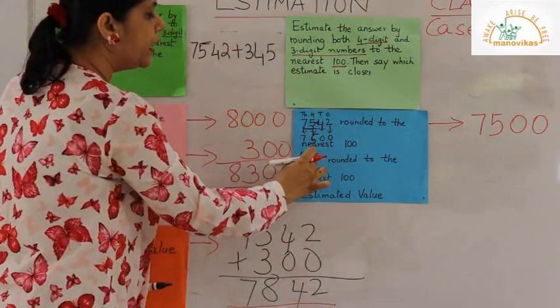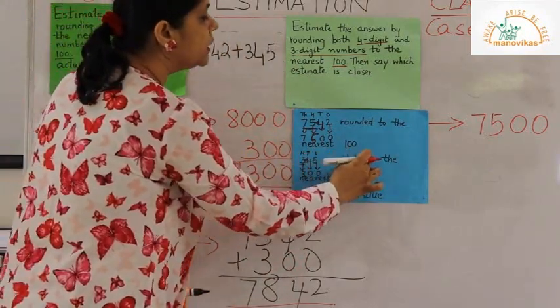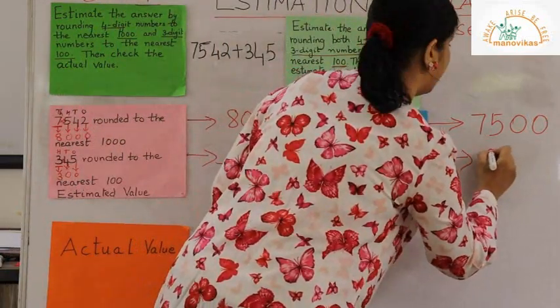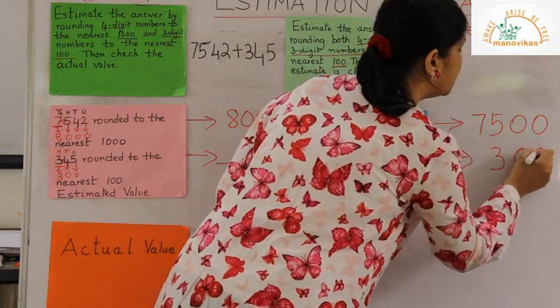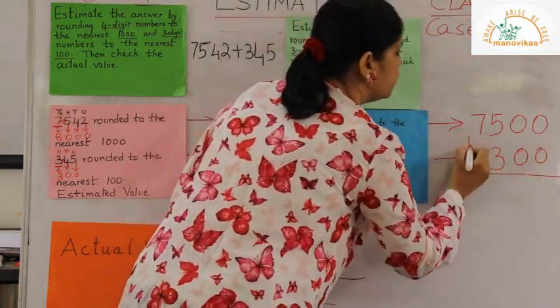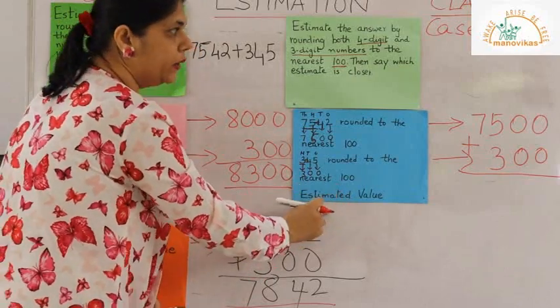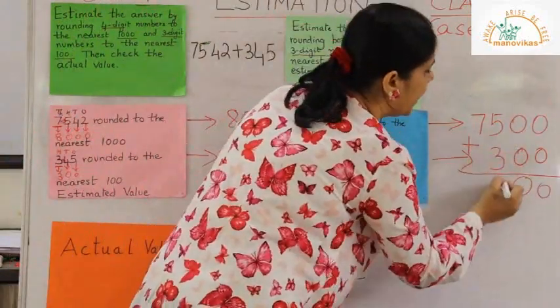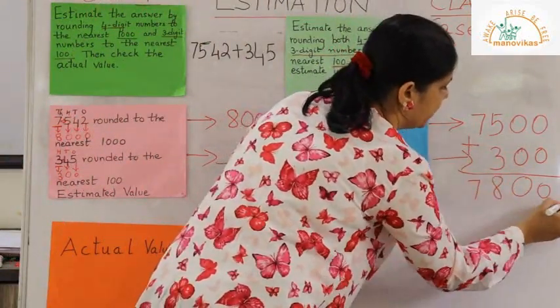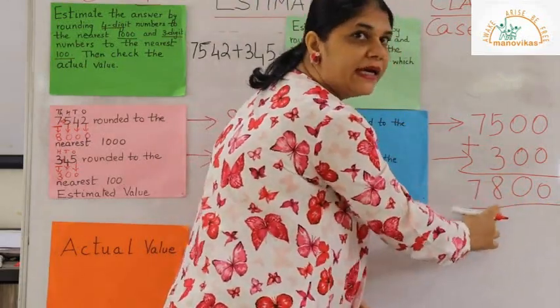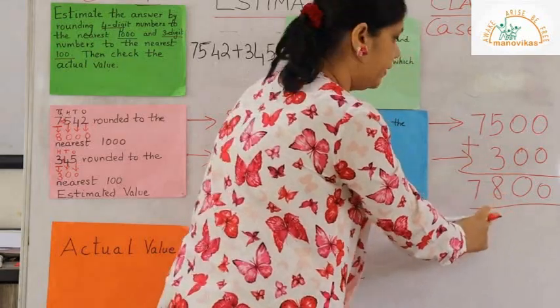So 345 rounded to the nearest 100 is how much? 300. Right, children? Now we have to add and find the estimated value, right? Now 0, 8 and 7. So the estimated value which we have got is 7,800.